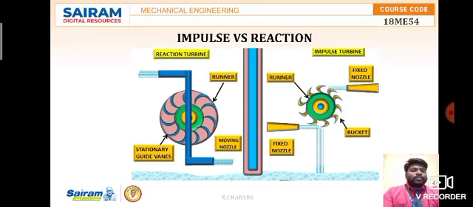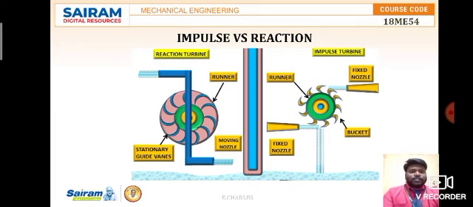There will be a fixed nozzle, and on both sides there will be a number of nozzles. There can be a single nozzle and there can be multiple nozzles, but that is fixed. And then it will be rotating, and the remaining steam will be collected in the tail race. So this is all about the impulse turbine.